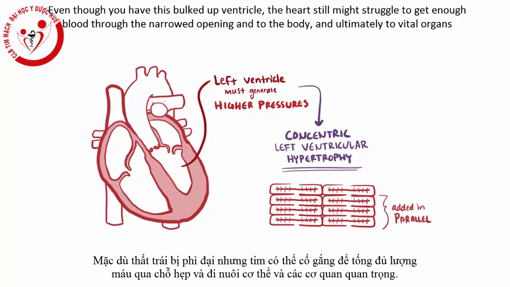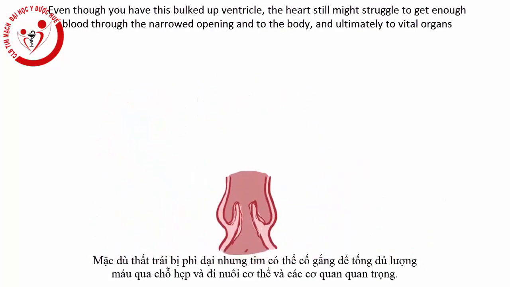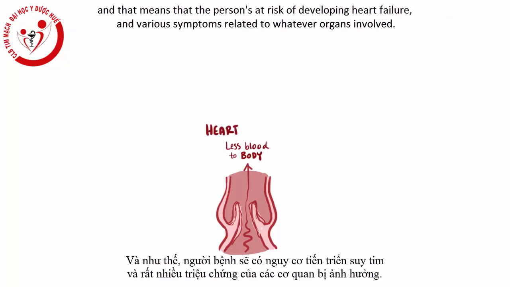Even though you have this bulked up ventricle, the heart still might struggle to get enough blood through the narrowed opening and to the body, and ultimately to the vital organs. And that means that the person's at risk of developing heart failure, and various symptoms related to whichever organ's involved.